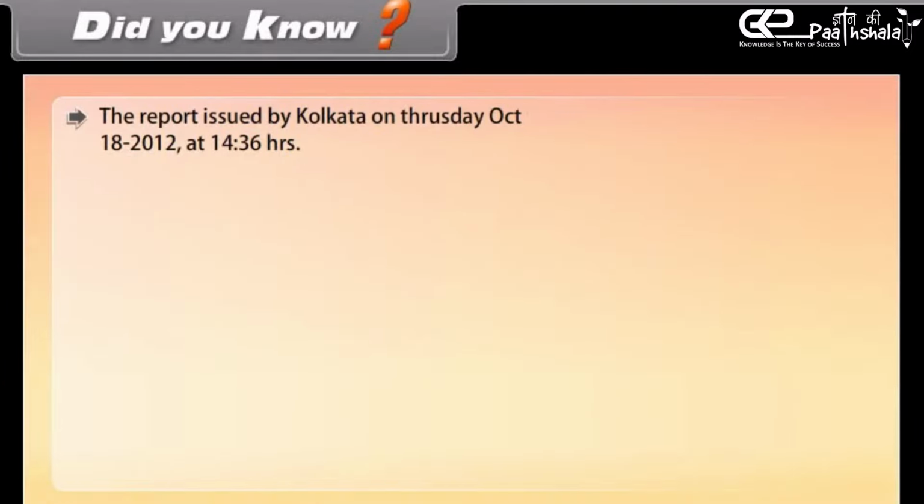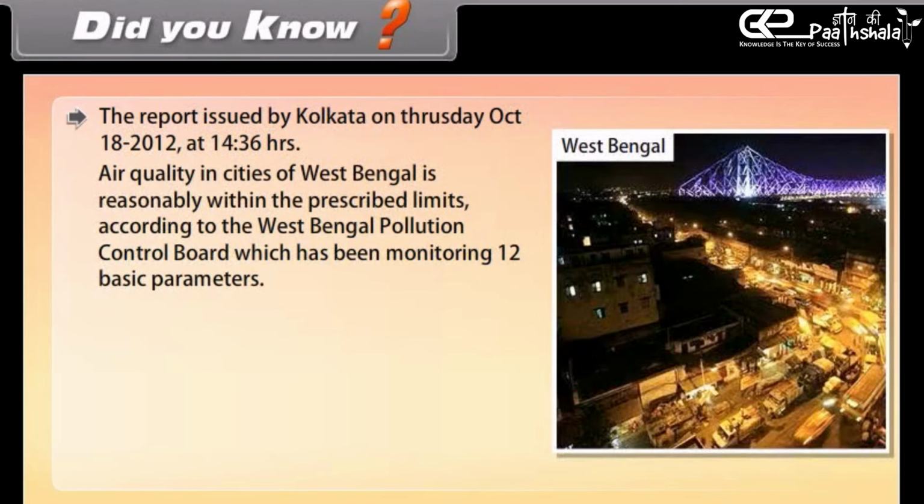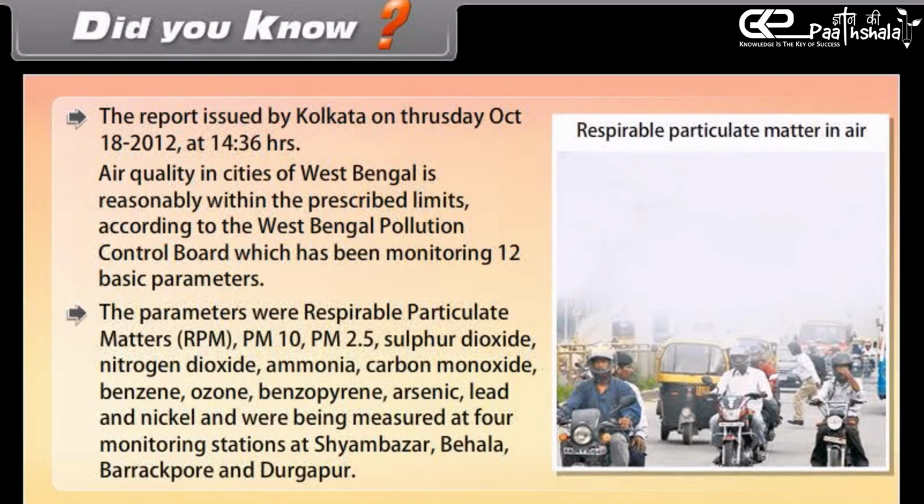Did you know? The report issued by Kolkata on Thursday, October 18, 2012 at 14:36 hours says air quality in cities of West Bengal is reasonably within the prescribed limits according to the West Bengal Pollution Control Board, which has been monitoring 12 basic parameters. The parameters were respirable particulate matters RPM, PM10, PM2.5, sulfur dioxide, nitrogen dioxide, ammonia, carbon monoxide, benzene, ozone, benzopyrene, arsenic, lead and nickel, and were being measured at 4 monitoring stations at Sham Bazar, Behala, Barakpur and Durgapur.